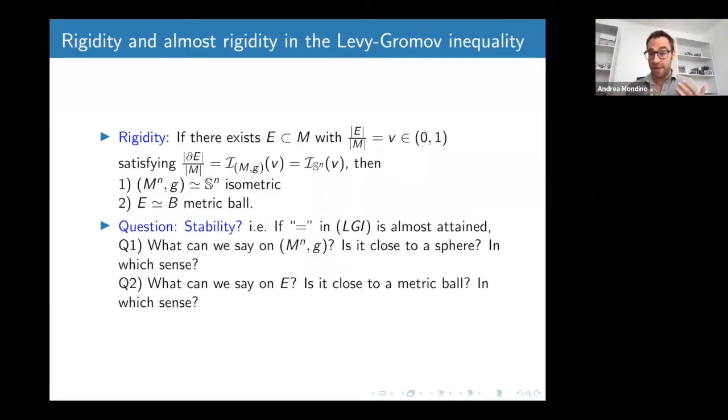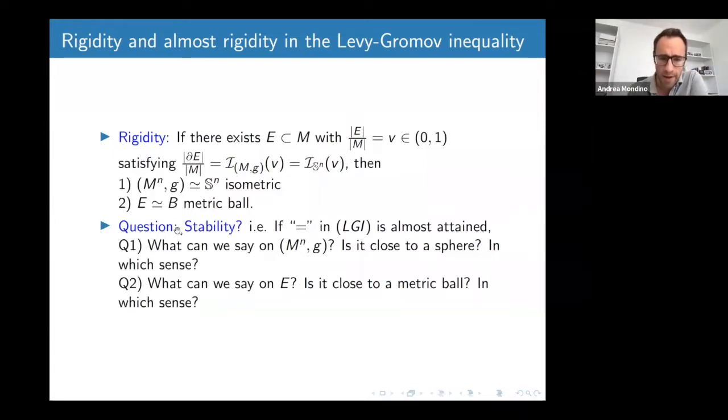And now what about stability? Rigidity answers the question, what can I say if the equality is achieved in the inequality? Stability instead addresses the question, what can I say if the equality is almost achieved in the inequality? Is it true that the space must be close to the model space? And is it true that the subset must be close to the model subset? Since we have just seen the rigidity, I will split this into two questions.